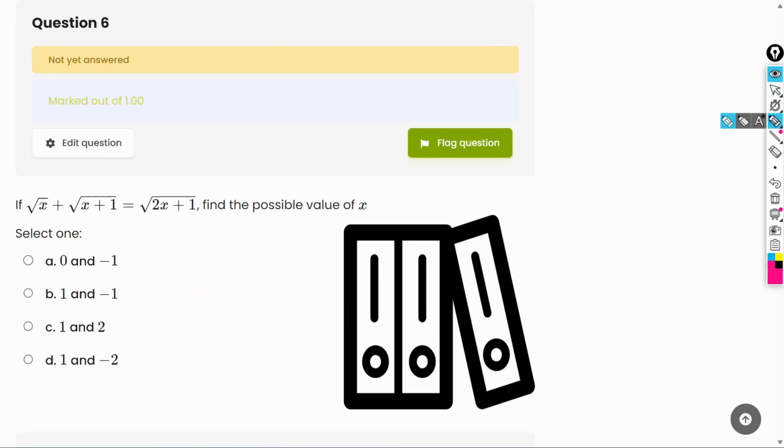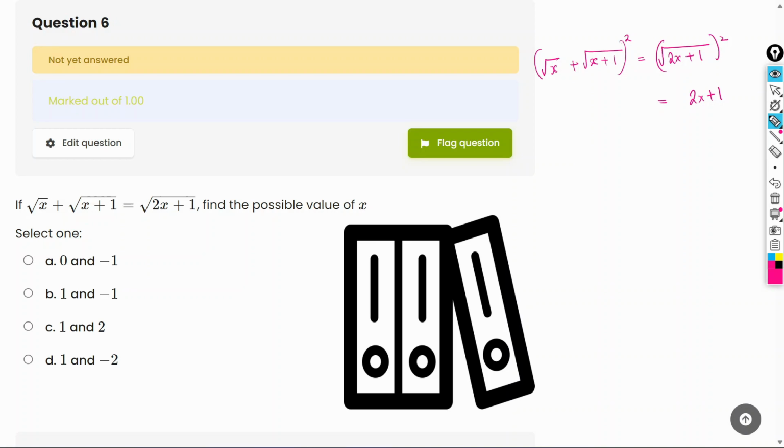All right, question 6. If root x plus root x plus 1 is equal to square root of 2x plus 1, find the possible value of x. Alright, so we'll start by squaring both sides. I'm going to square everything here and then square everything here. On this side, I'll just have 2x plus 1, because the square will cancel out the square root, right?